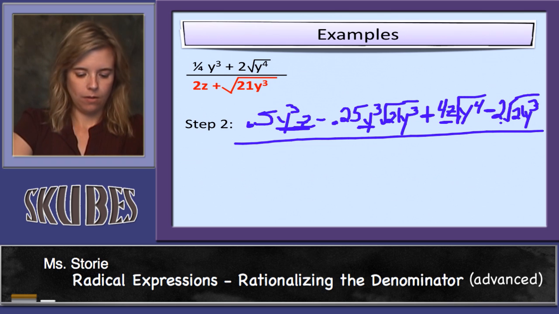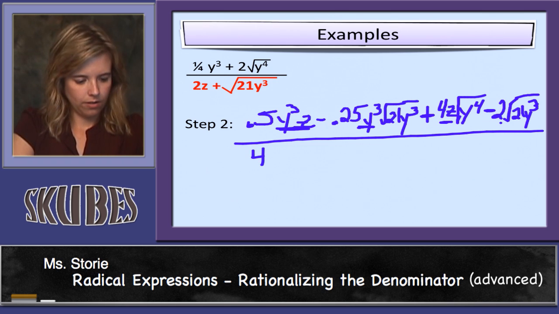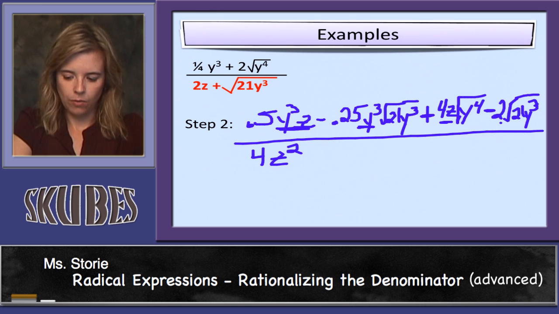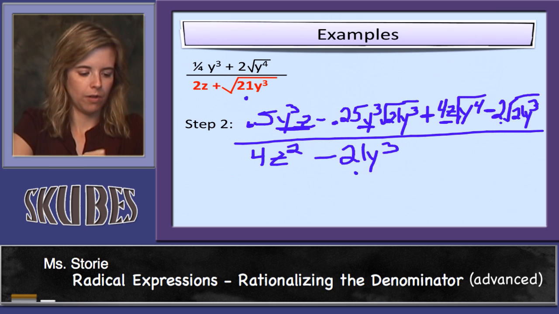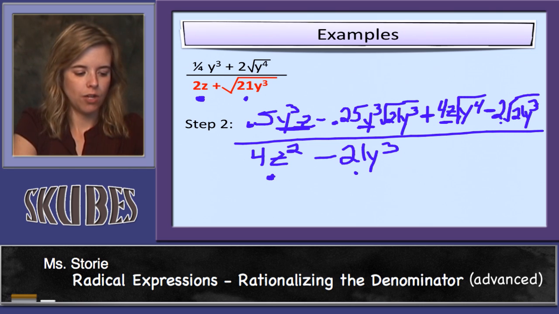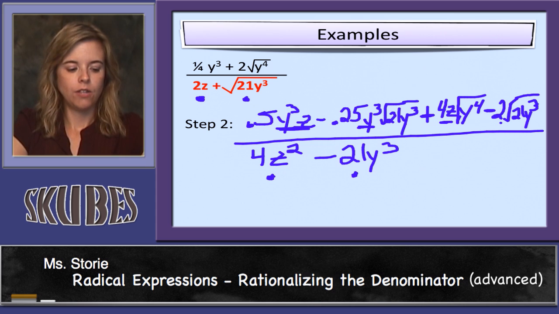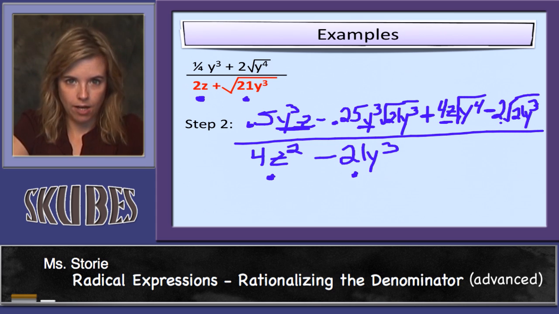On the bottom, we ended up with 4z squared, and then we had minus 21y to the 6th. Actually, to the 3rd. If you notice 21y to the 3rd, 21y to the 3rd. It went from 2z to 4z squared. So there's your shortcut. Once you multiply by a conjugate, you just square the first one. 2z times 2z is 4z squared, and then remove the radical sign for the second term. So all the work really comes in when you multiply your numerator times the conjugate.